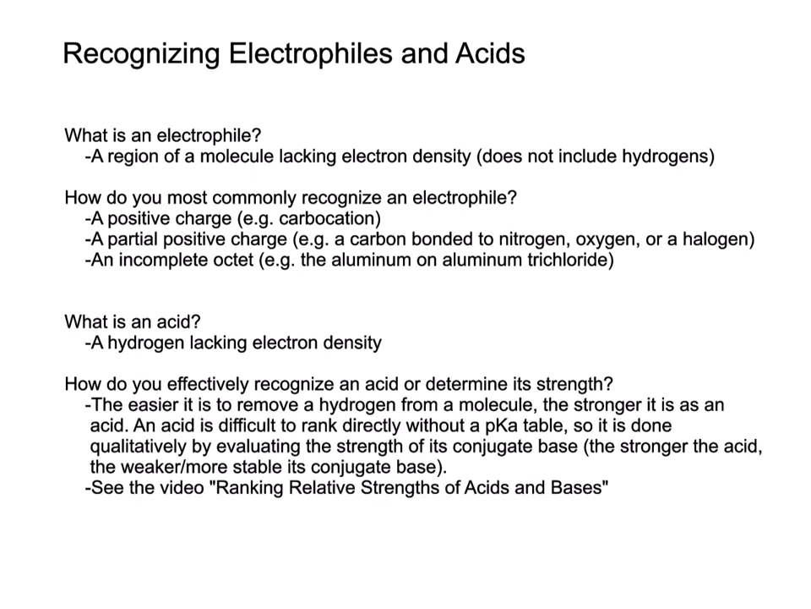The easier it is to remove a hydrogen from a molecule, the stronger it is as an acid. An acid is difficult to rank directly without a pKa table, so it is done qualitatively by evaluating the strength of its conjugate base. And we have this phrase: the stronger the acid, the weaker or more stable its conjugate base. Once again, for a full discussion on ranking acids, see the video, Ranking Relative Strengths of Acids and Bases.